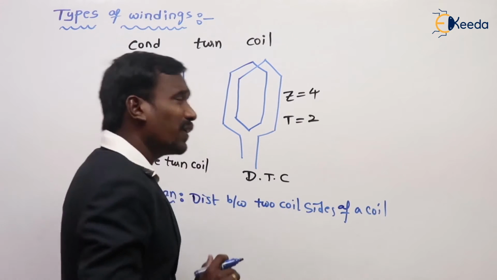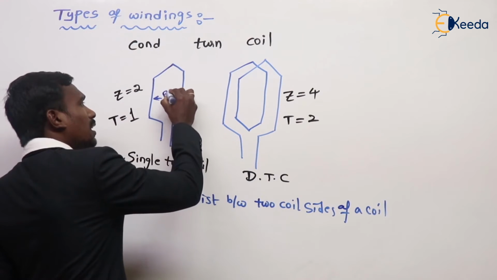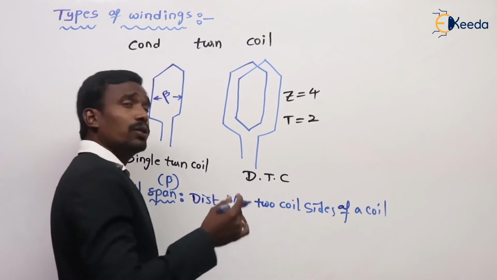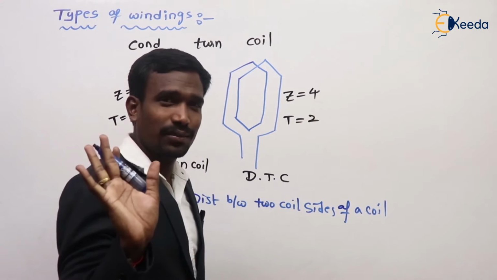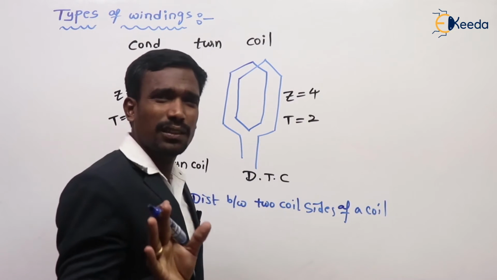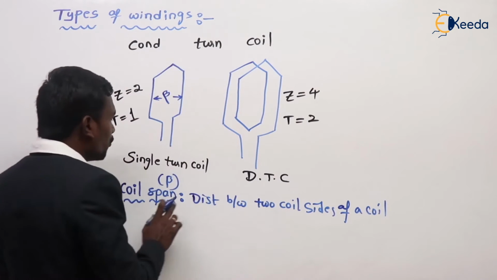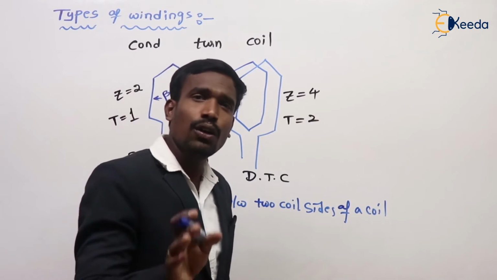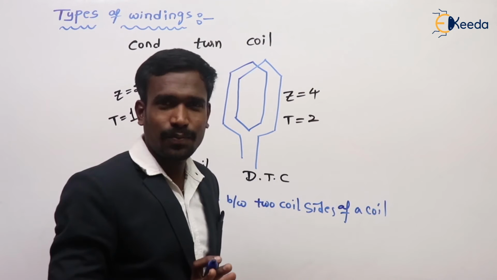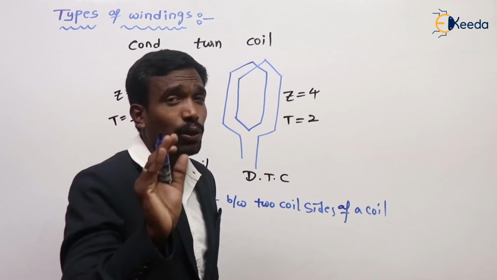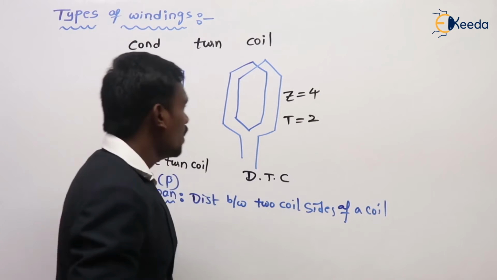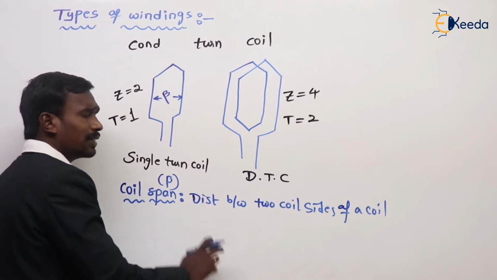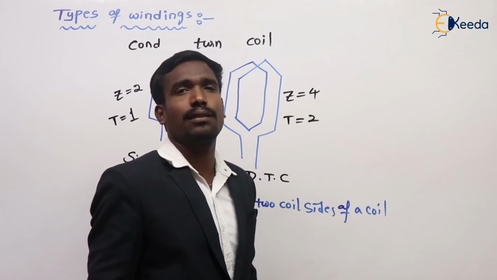For example, this is denoted with beta. So coil span is beta. In some textbooks, they may denote it with gamma. Don't confuse here, follow any one notation. Here we are taking coil span as beta. So beta is nothing but the distance between two coil sides of a coil.